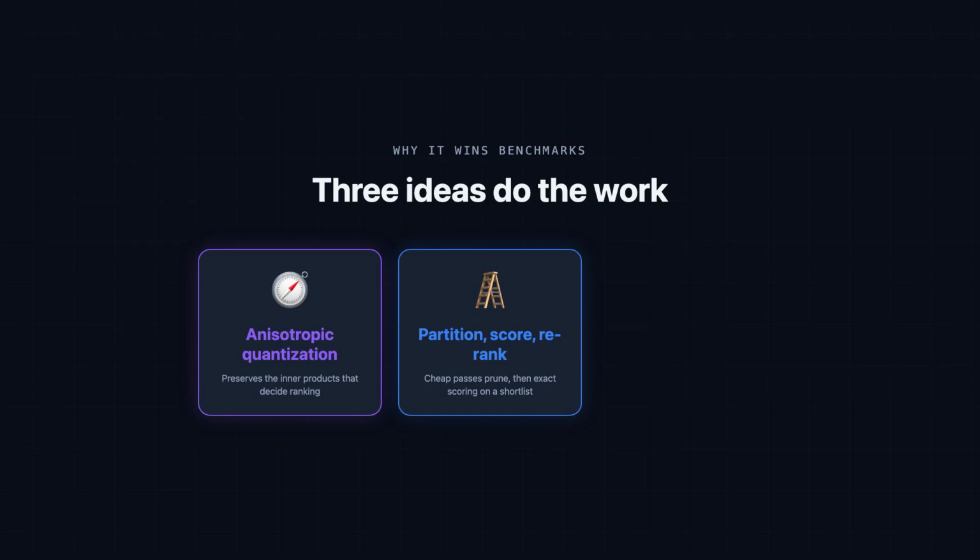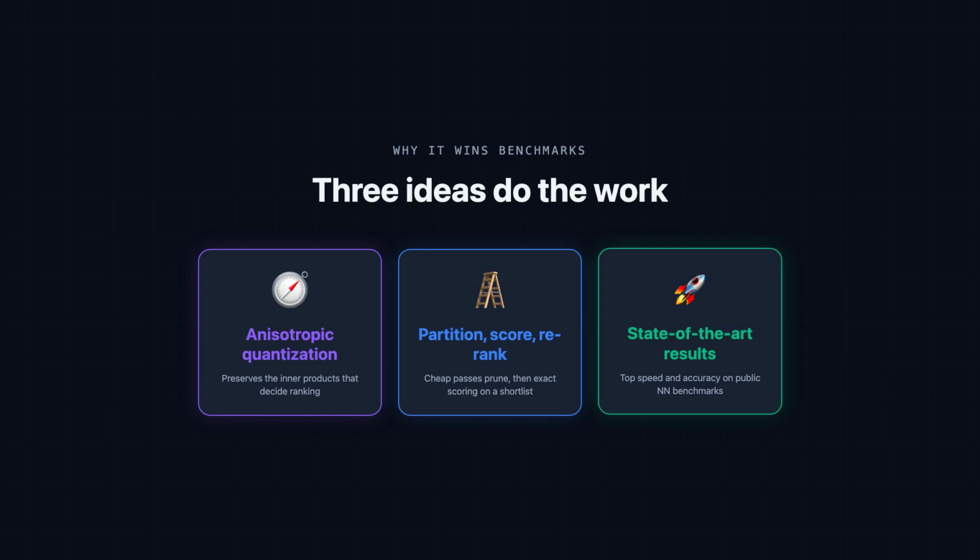Second, the partition then score then re-rank pipeline. Cheap approximate passes throw out the obvious losers, and only a tiny shortlist gets the exact treatment. That staged approach spends effort exactly where accuracy matters and nowhere else. Third, the payoff. Putting those together, ScaNN delivered state-of-the-art speed and accuracy on public nearest neighbor benchmarks, sitting right at the frontier of the speed versus accuracy curve, which is exactly why it shows up in serious production retrieval systems today.